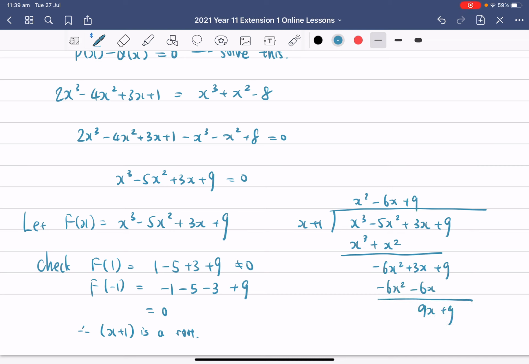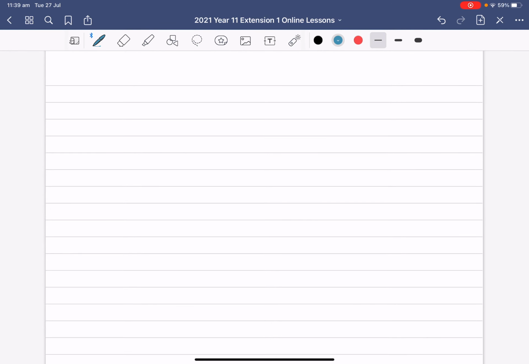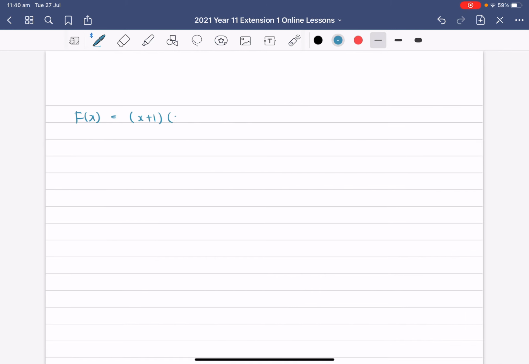All right, cool. So I've got the answer. That's really good. We've got x squared minus 6x plus 9. So I'm just going to put it here. Now I've got fx equals to x minus 1, or is it plus 1? It's plus 1. And then x squared minus 6x plus 9. And then I can further factorize the second factor, which is x minus 3 squared, which is a perfect square.